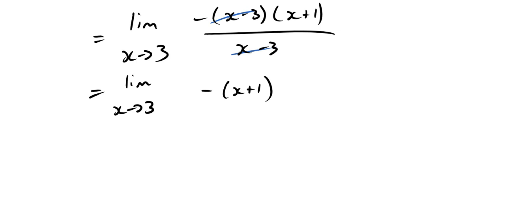Now, once we've got our simplified function, we can actually sub x in, and that's when we no longer need the limit statement. So it equals -4. Any questions about any of that?